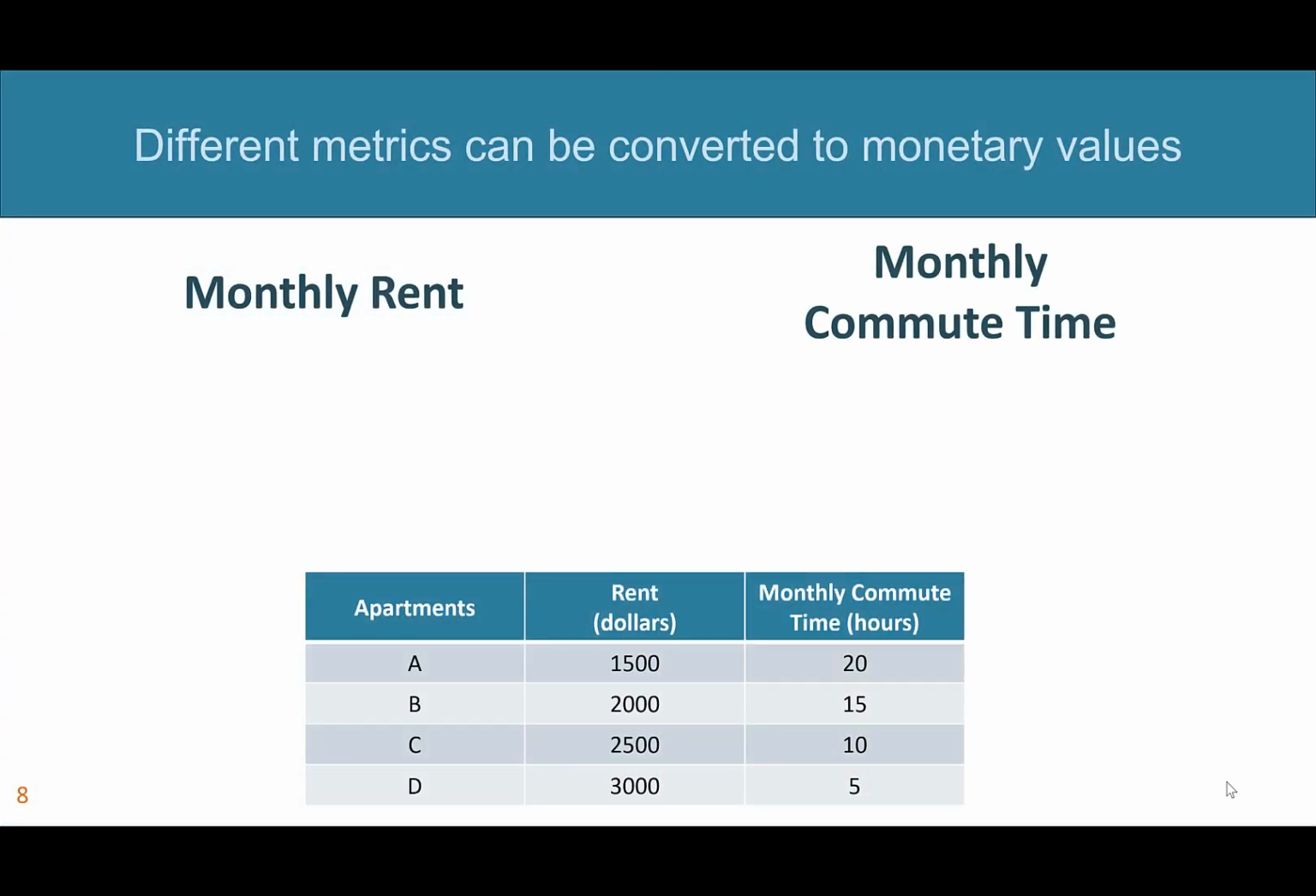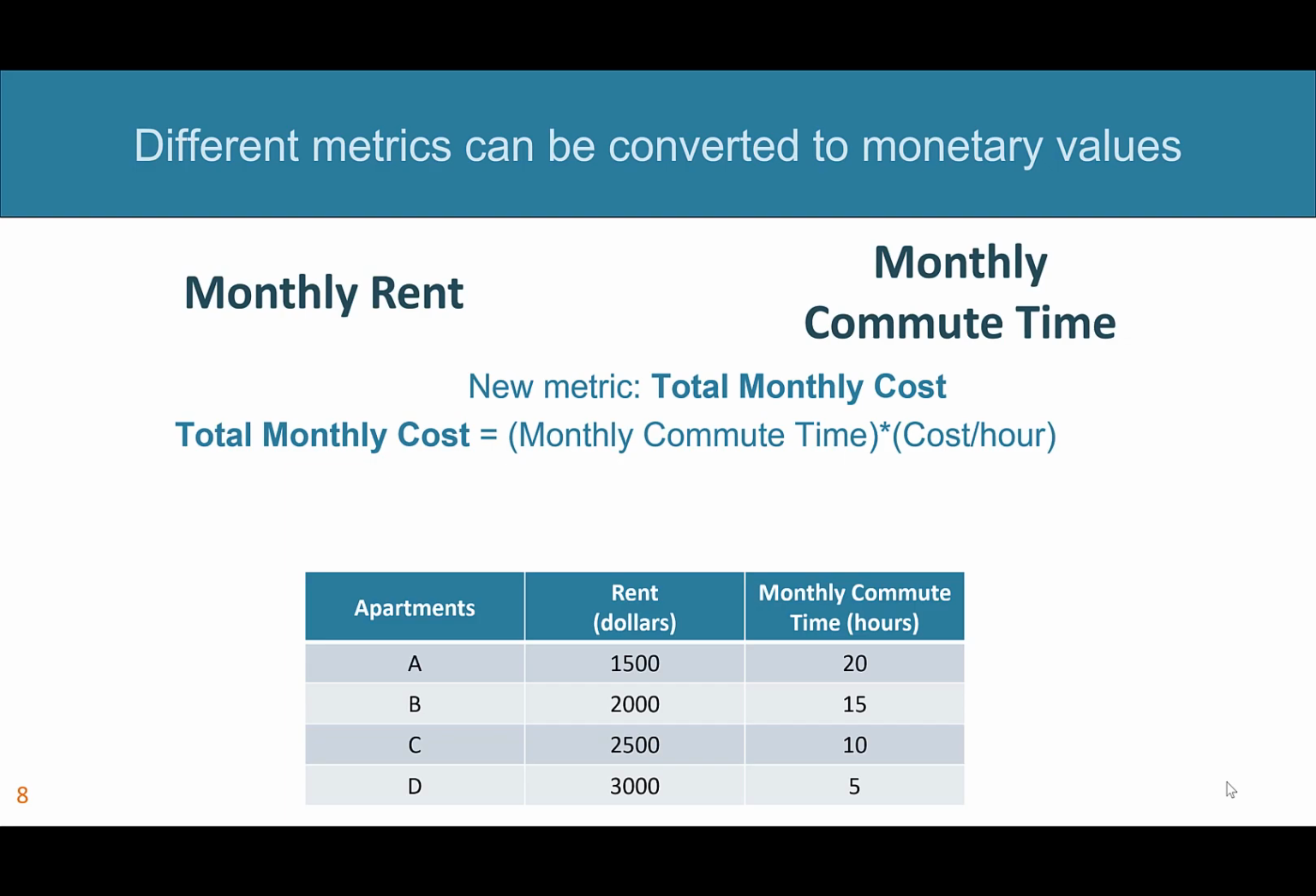Back to our example where we have four apartments, monthly rent and monthly commute time is what we're using to compare these apartments. We're going to create a new metric called total monthly cost, where we put both of these metrics into dollar terms, in terms of how much they would cost us each month. This total monthly cost is going to be defined as the monthly commute time multiplied by the cost per hour of commute time, plus the monthly rent.